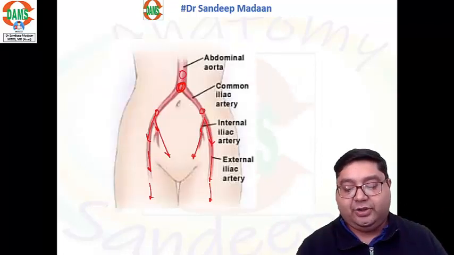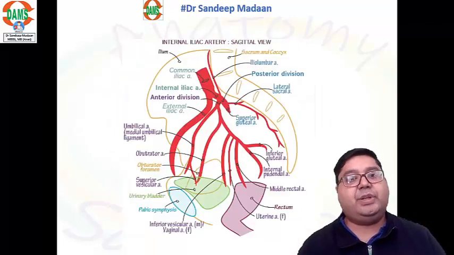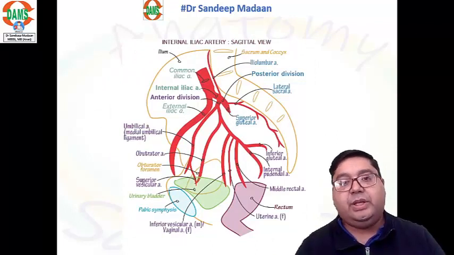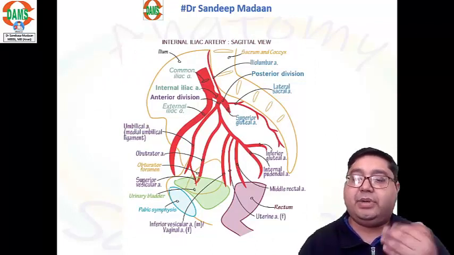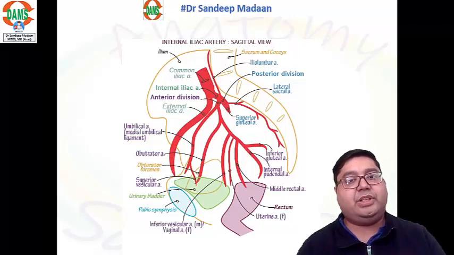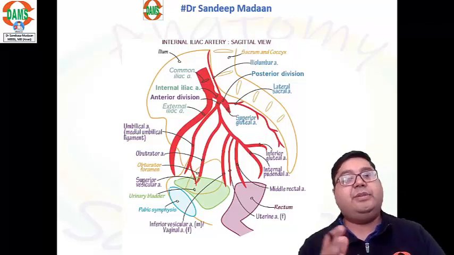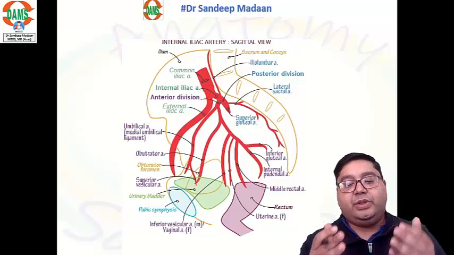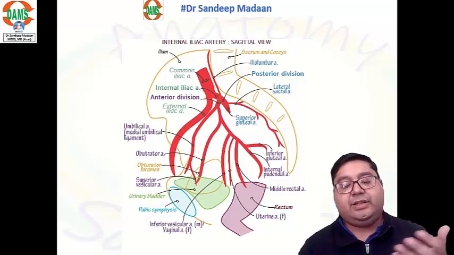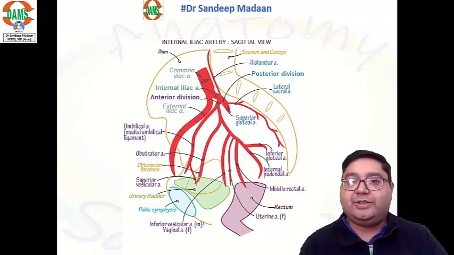Okay, the related topics as a whole, the concept should be clear, because we now need to know internal iliac arteries branches from the anterior division and posterior division. In itself, it's a very important question, and if you see over the last few years, various number of times the question has been asked on this topic as well.